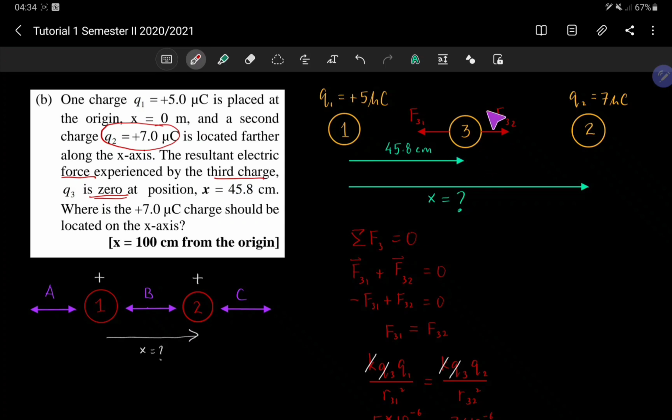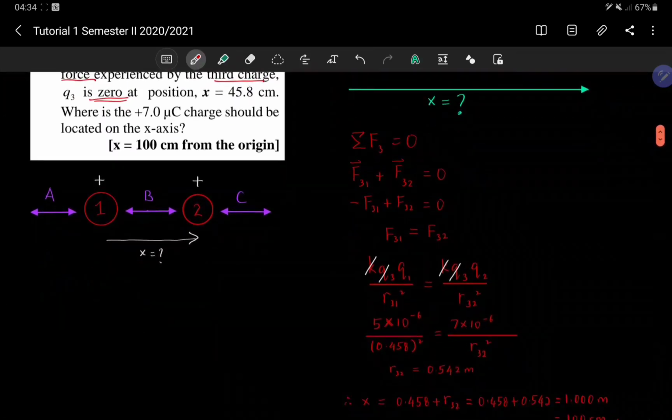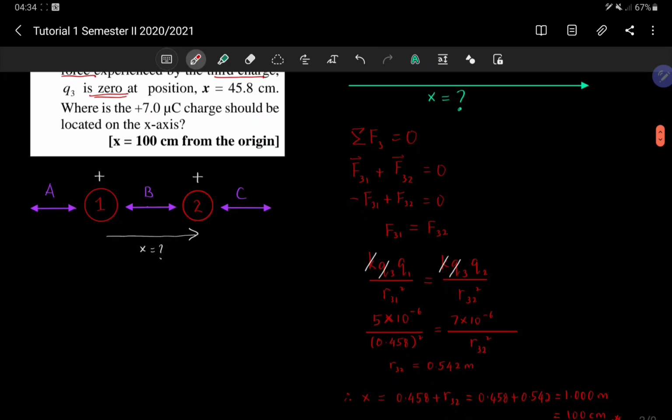The force exerted on Q3 equals 0. So the third charge is now located at 45.8 centimeters. We need to know the position of Q3, actually. So I think you need to understand the concept first. Now, we are given Q1 and Q2.